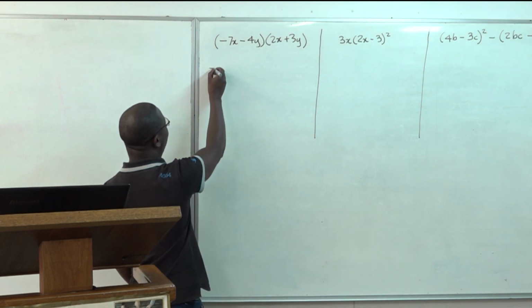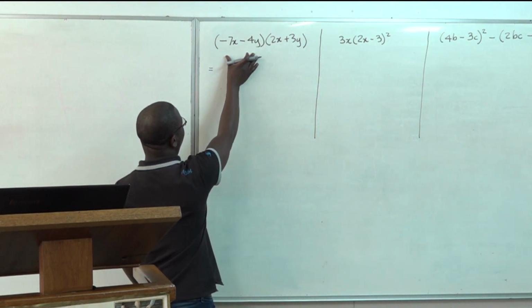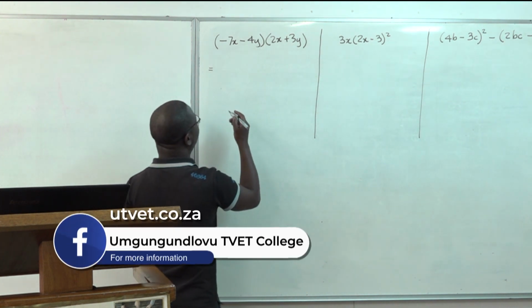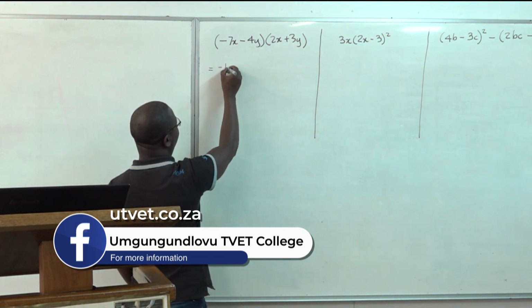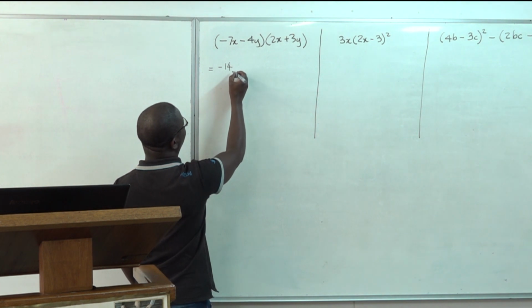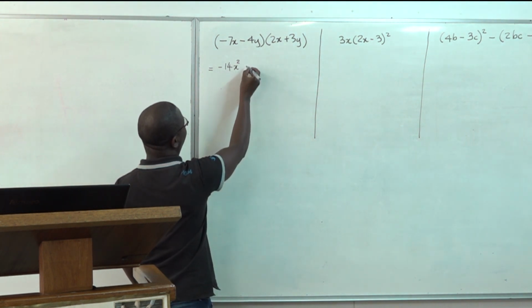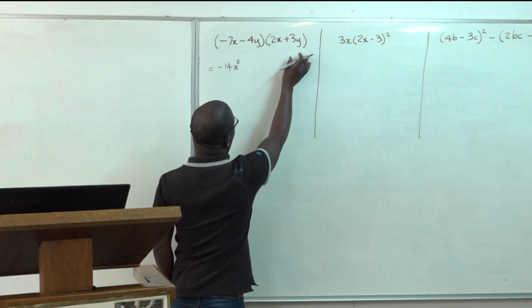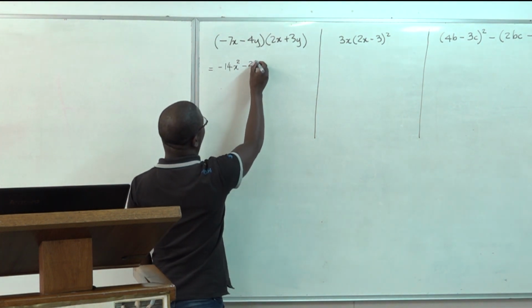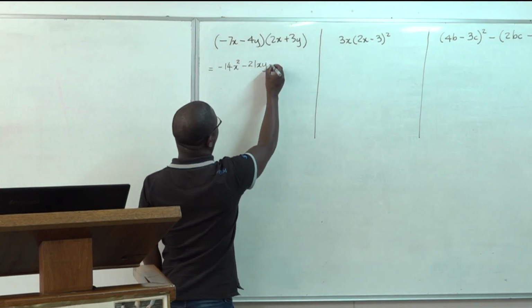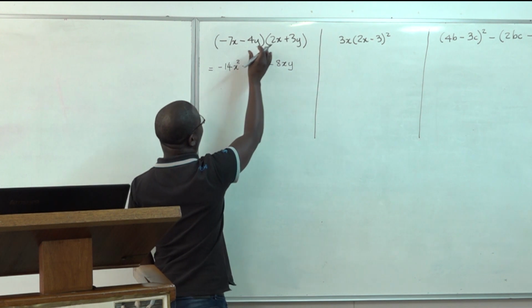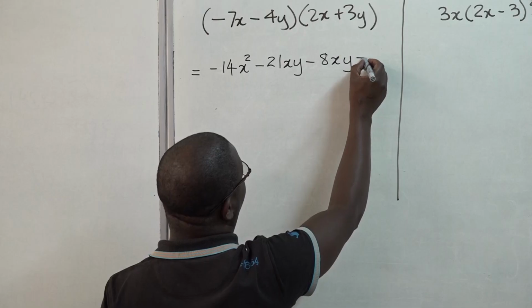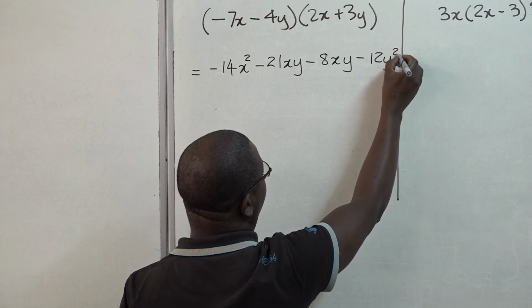Once again, we have to multiply each term in the first bracket with the terms in the second bracket in turn. Minus 7x times 2x, a negative and a positive, gives us a negative. That gives us minus 14x squared. Minus 7x times 3y gives us minus 21xy. Minus 4y times 2x gives us minus 8xy. And then minus 4 times that 3 gives us minus 12y squared.